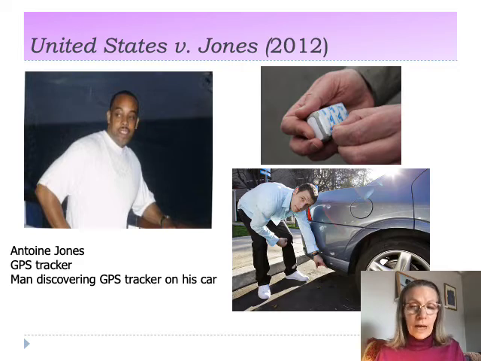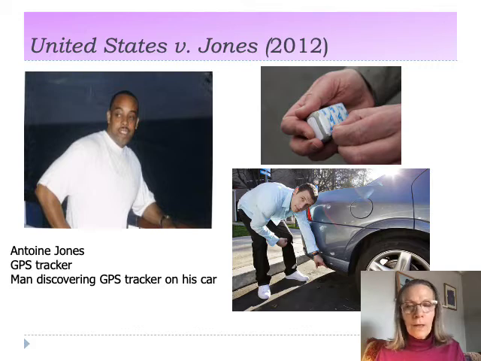So the cops actually got a warrant, but the warrant expired. Bad police work. They put the GPS on Antoine Jones's car anyways, without a valid warrant. Then they kept the GPS device on his car for 28 days. They collected a whole bunch of data, and then they used that evidence to get a search warrant. They executed the search warrant. They found drugs, cash, and weapons, and then he was charged, convicted, and sentenced to life in prison.